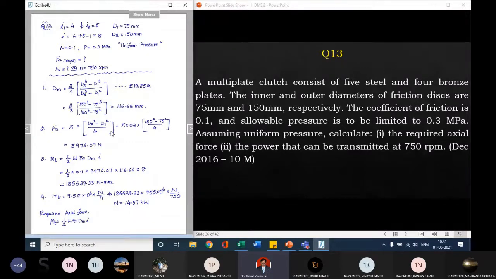So here, 185539.33 equals half mu, 0.1, FA multiplied by DM, 116.66, into 8. So FA I think should be the same, right? No other option. FA will be the same. See, I told you, this is the only option which you have got.